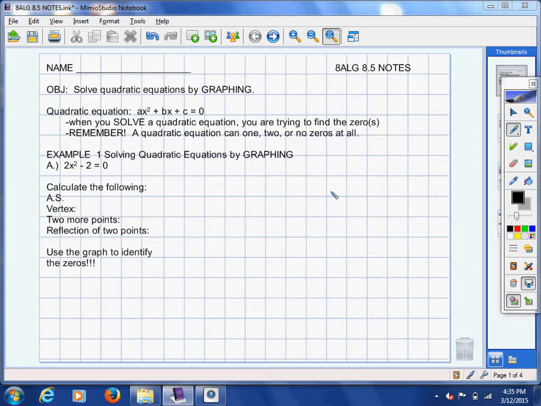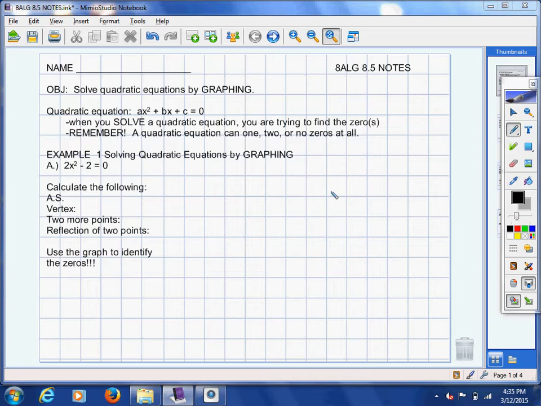Solving quadratic equations by graphing. Anytime that they tell you to solve a quadratic equation, really what they're asking you for is what are the zeros? What are the zeros? Okay? And so anyway, we can use a graph to help us identify this. We really can. So let me show you how it's done.